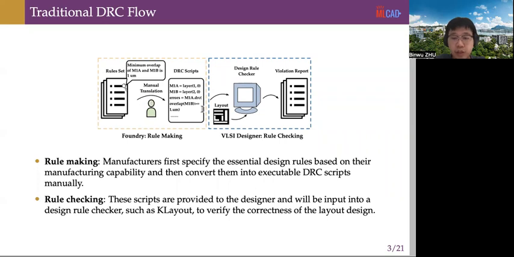Here is a typical DRC process, which includes two steps. The first step is rule generation. Manufacturers first specify the essential design rules based on their manufacturing capability, and then convert them into executable DRC scripts manually. Then these scripts are provided to the designer and will be input into a design rule checker such as KLayout to verify the correctness of the layout design.